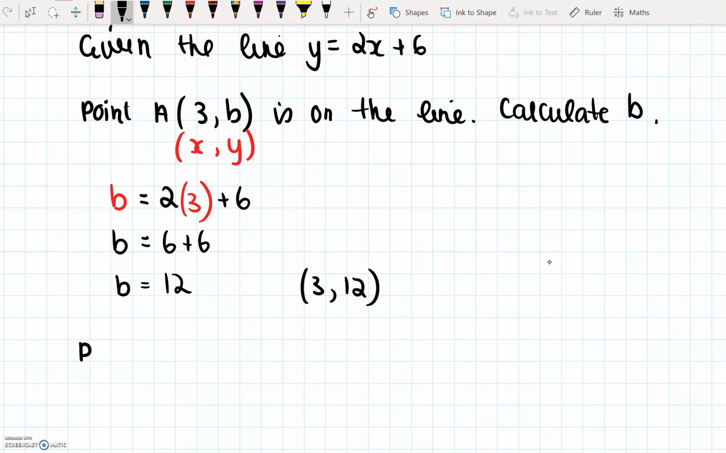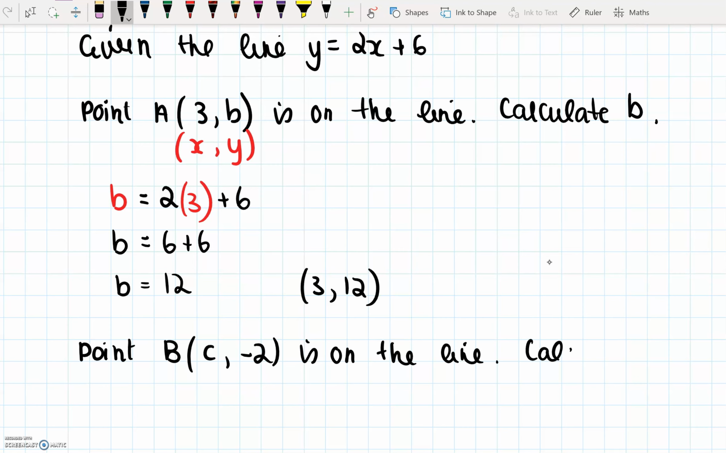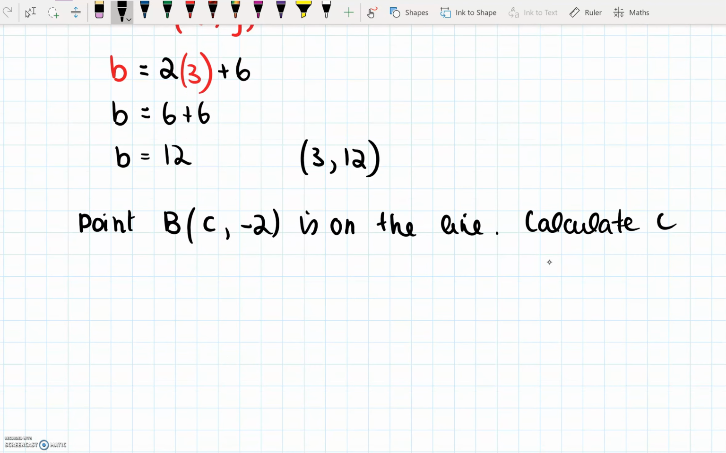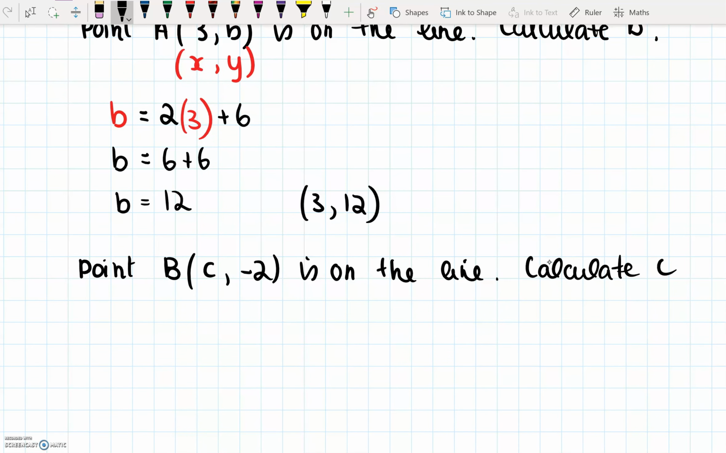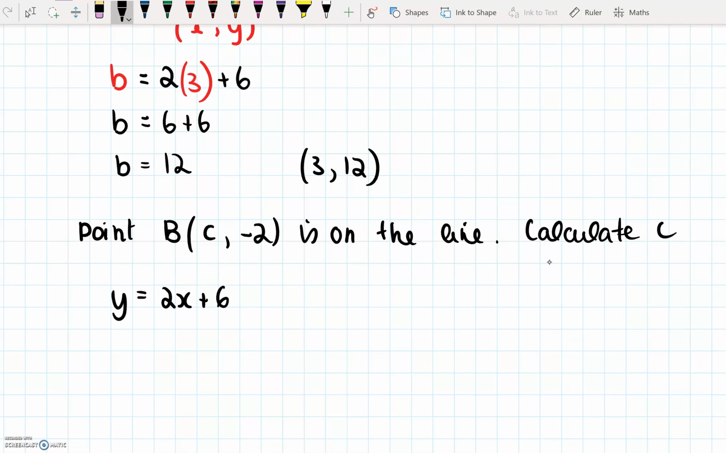Okay, so point B, we use points are always capital letters, (C, -2) is on the line. Calculate C. Okay, so let's have a look. We're using the same line here. So y equals 2x plus 6. Always start with your formula. We know that it was x comma y, so we're going to substitute those points in.